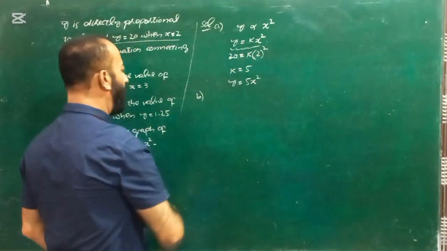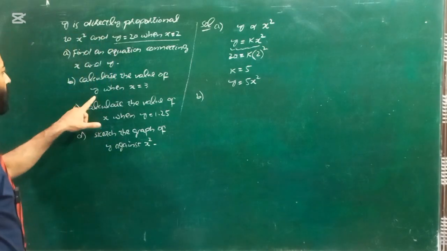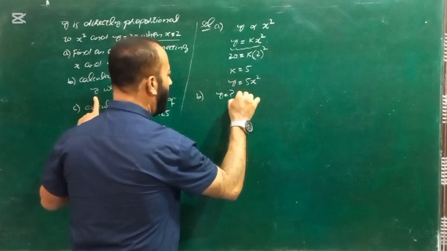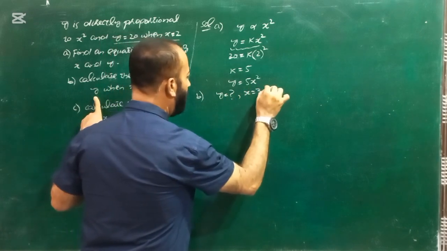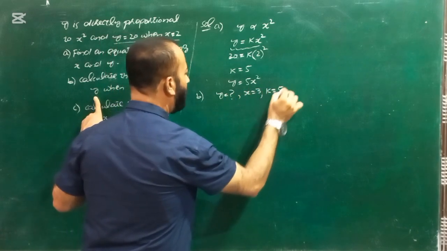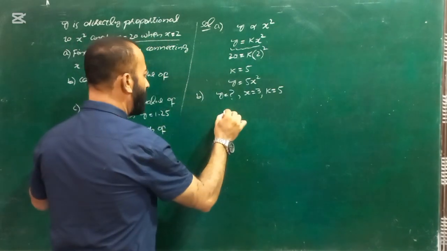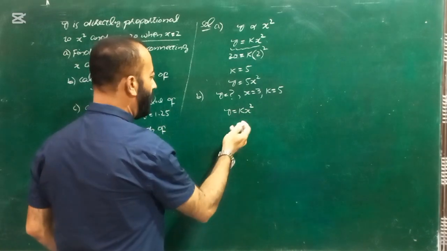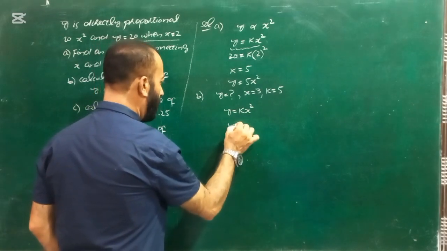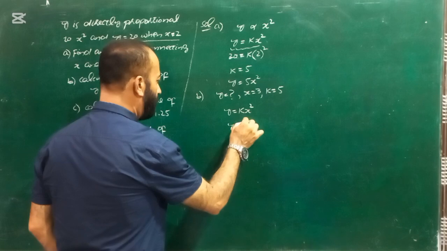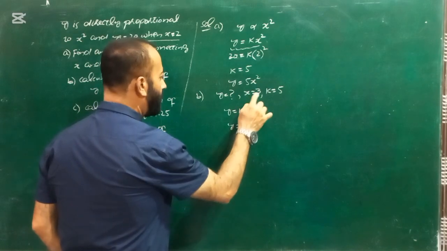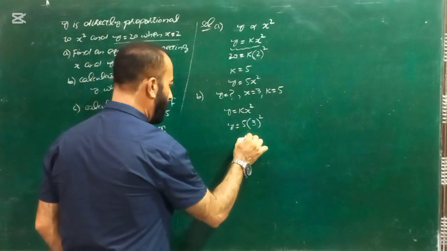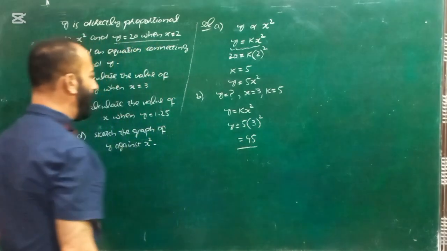So look now at B part. Calculate the value of y when x is 3. So y when x is 3, and the value of k is 5. So use this equation, y is equal to kx square. Now putting values into the equation, y is missing, that will be put as it is. k is 5 and x is 3. So 3 square. 3 square is 9. 9 5s are 45. So this is B part.